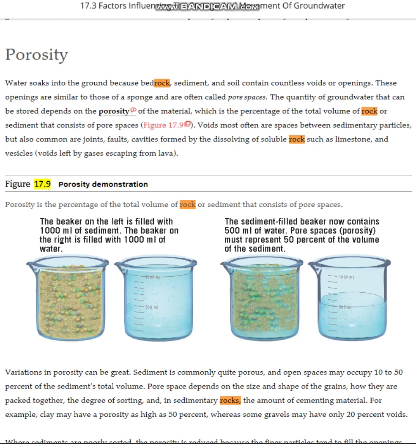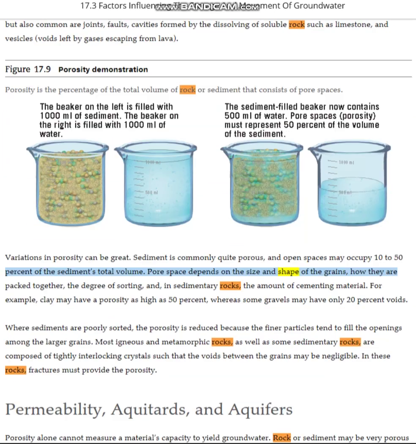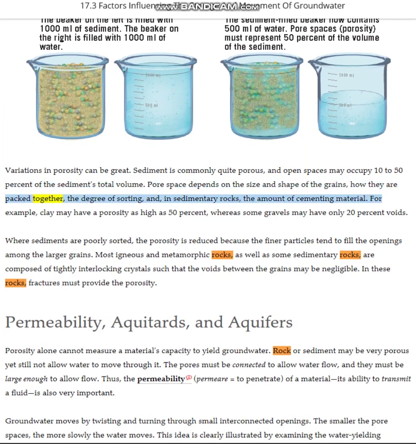Figure 17.9 Porosity demonstration. Porosity is the percentage of the total volume of rock or sediment that consists of pore spaces. Variations in porosity can be great. Sediment is commonly quite porous, and open spaces may occupy 10 to 50% of the sediment's total volume. Pore space depends on the size and shape of the grains, how they are packed together, the degree of sorting, and, in sedimentary rocks, the amount of cementing material. For example, clay may have a porosity as high as 50%, whereas some gravels may have only 20% voids.